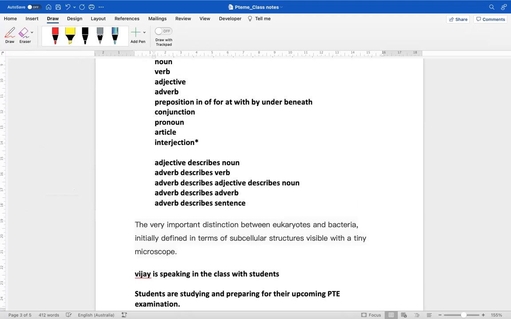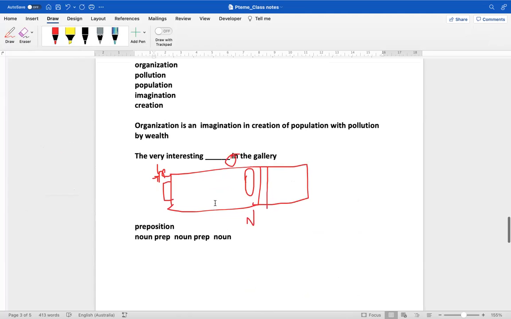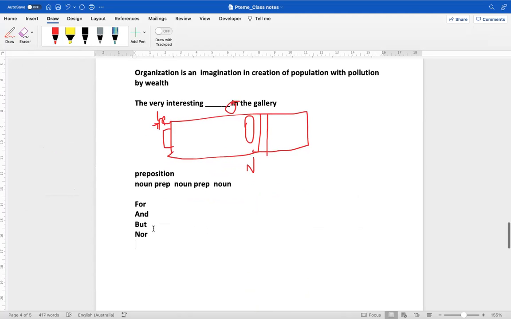So what are conjunctions? Simply, we have FANBOYS. What is FANBOYS? F means for, A means and, N means nor, B means but, O means or, Y means yet, S means so. Okay, I'll write it down here: for, and, nor, but, or, yet, so.